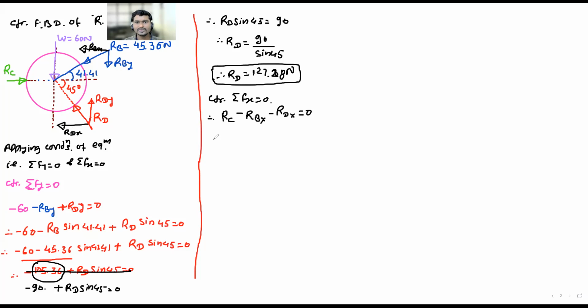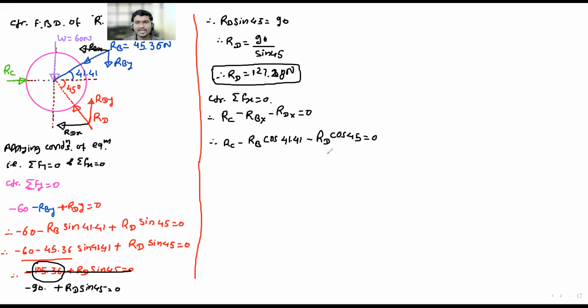equals to 0. Therefore RC we want to calculate, minus RBX means RB cos theta, since it is the X axis, cos will come. RB cos, I will not write theta now, directly tell me the value of theta, 41.41. Minus RDX means RD cos theta, theta is 45, equals to 0.